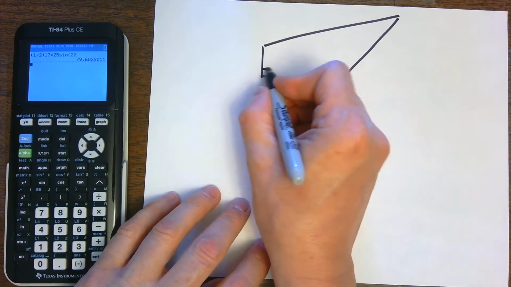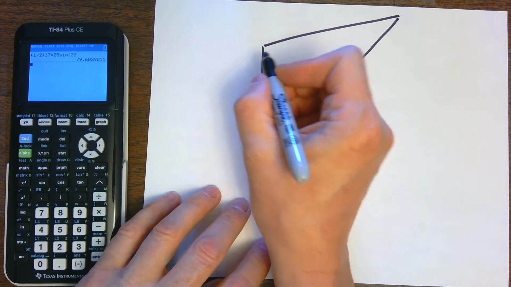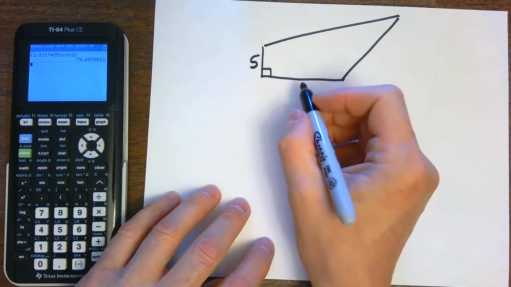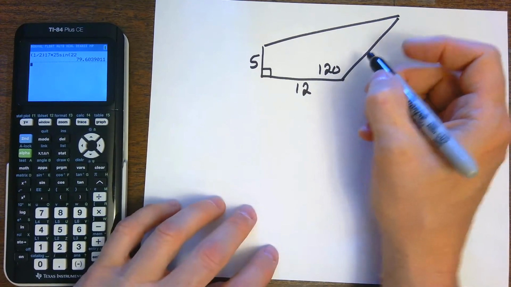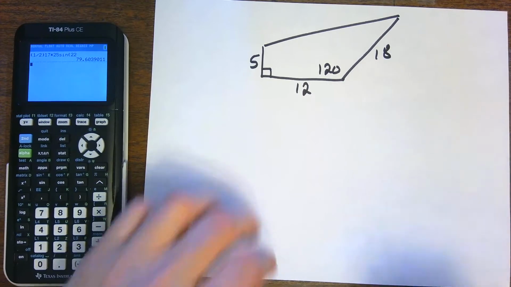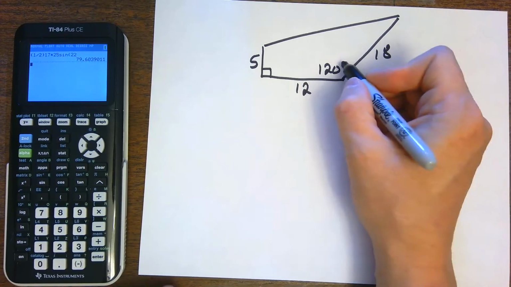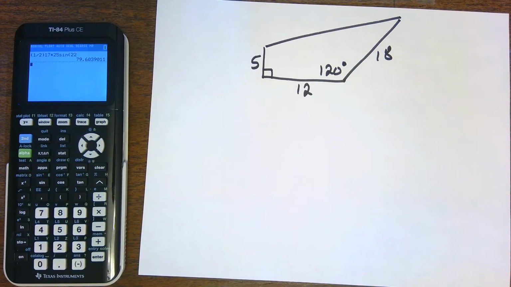And I'm going to say that this is a right angle here, and this is 5 and 12. This is a 120 degree angle, and this is 18. And I want to find the area of this triangle.